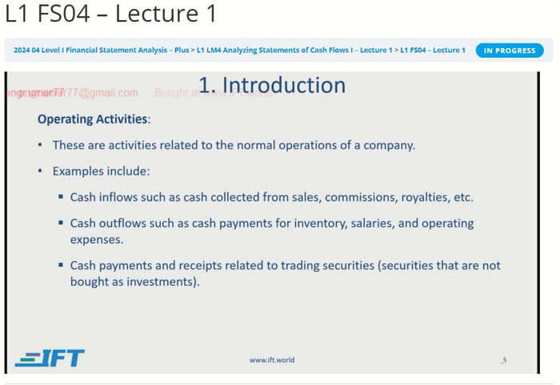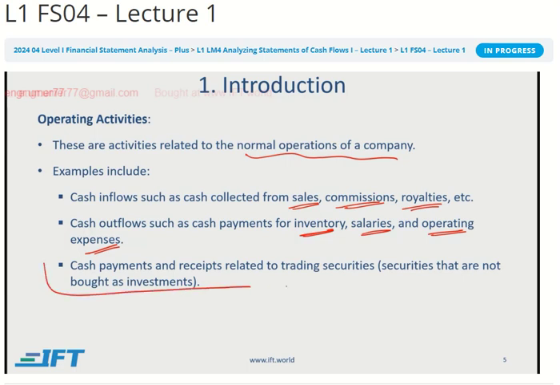First being operating activities. This is related to the normal operations of a business, such as cash coming in from your core business, which might be sales or commissions if you're in that kind of business, or royalties if you are, for example, giving out franchises and receiving royalties from those franchises. Cash outflows such as buying of inventory, paying your staff, or paying rent. So that is an example of operating expenses.